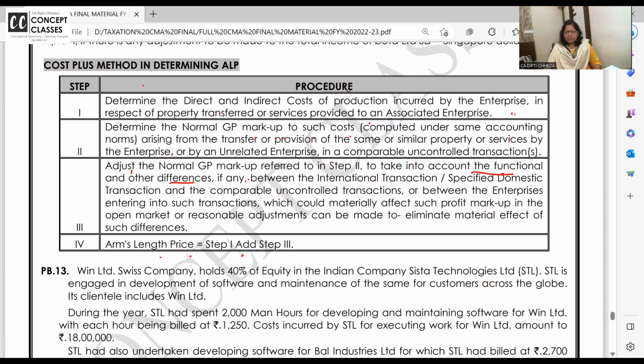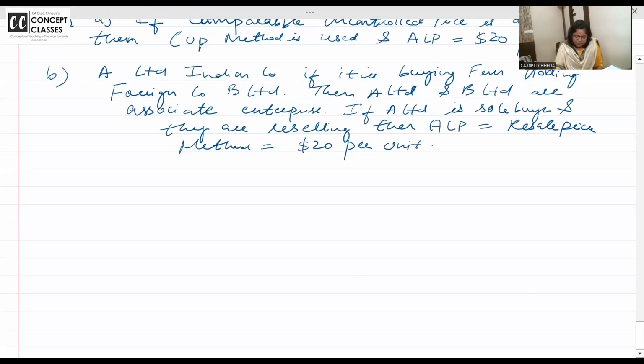Is the GP clear? Look, I will write and show this. Of course, we'll work out the problems also, but just simply to show you what the third method is. Write it down, you also write down. What is the name of the third method? Cost plus method.